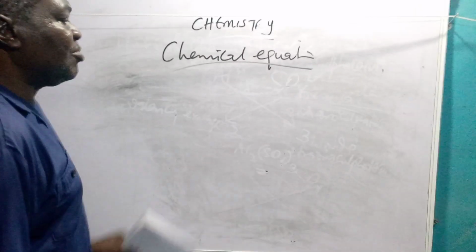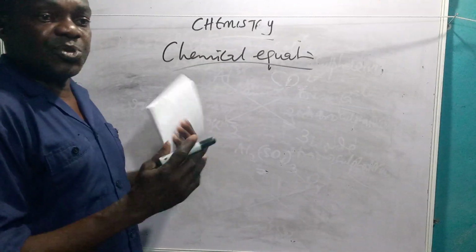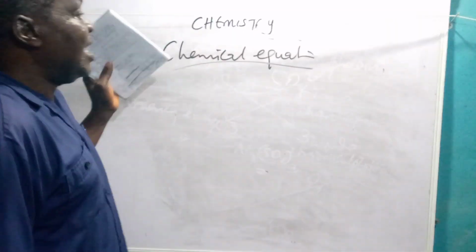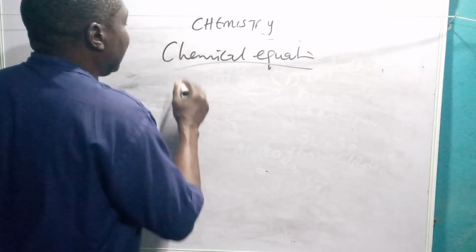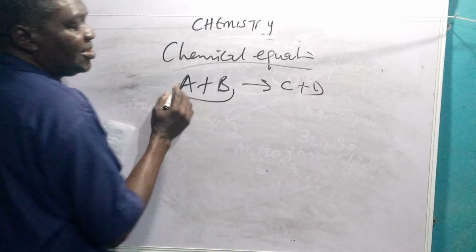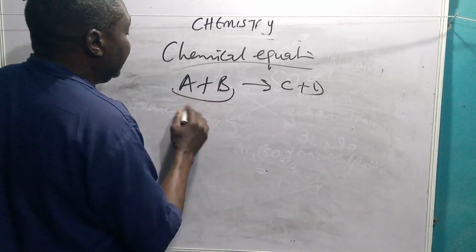For example, remember when you are writing a chemical equation, you have two sides. You have the side of the reactant, which is always written on the left-hand side, and you have the side of the product. For example, if you are given A plus B to give you C plus D, this is the left-hand side, which is usually the reactant.